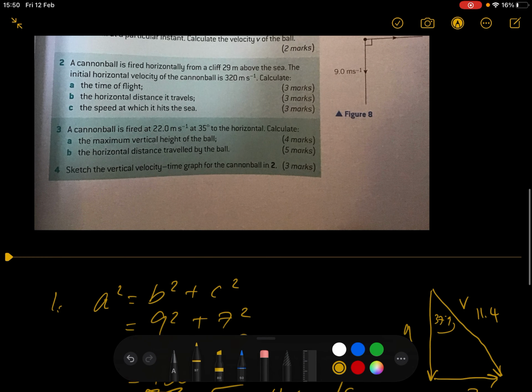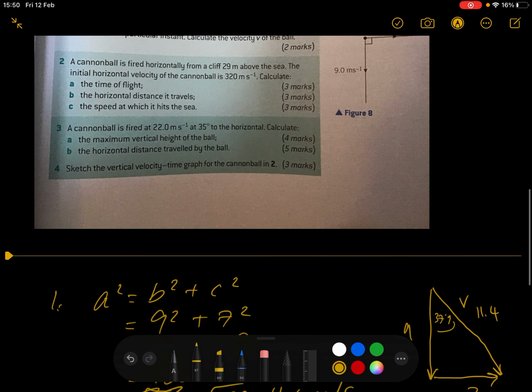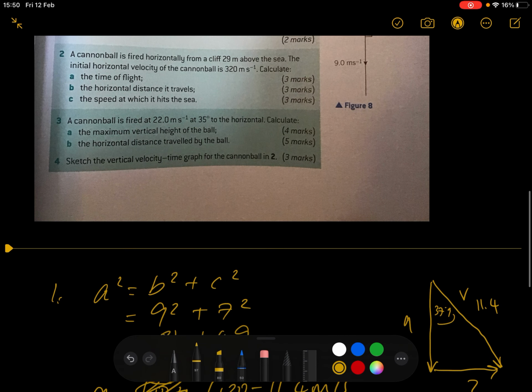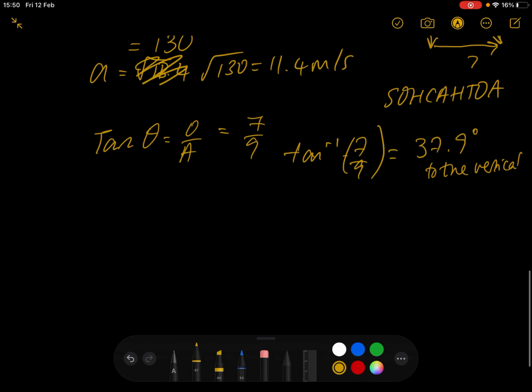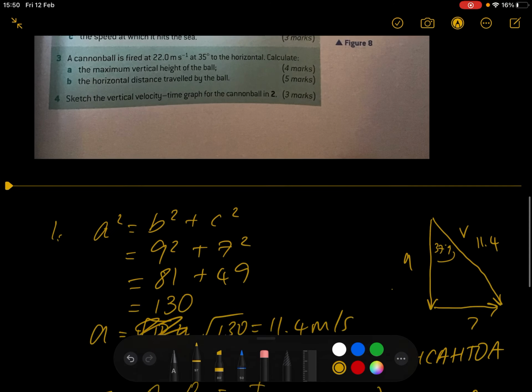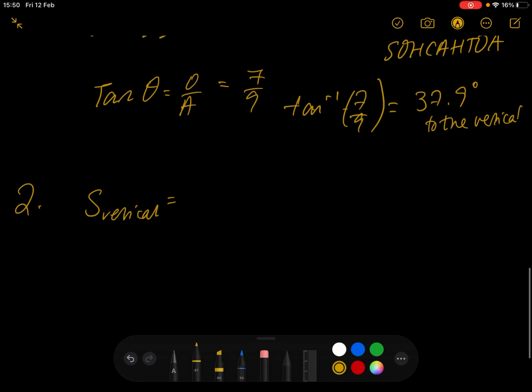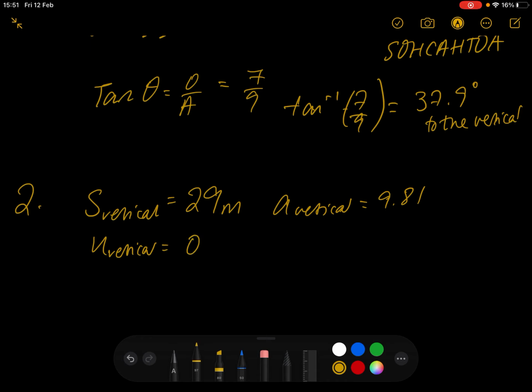Question 2a. A cannonball is fired horizontally from a cliff 29 metres above the sea. The initial horizontal velocity is 320 metres per second. Calculate a, the time of flight. Okay. Right, 2. Let's just write down what we know. S vertical is 29 metres. A vertical, obviously, is 9.81. U vertical is 0. T is what we're going to work out.